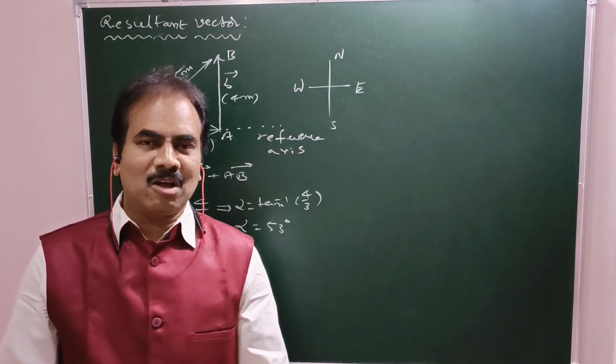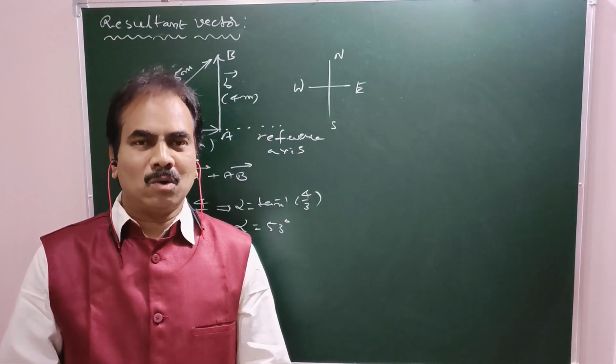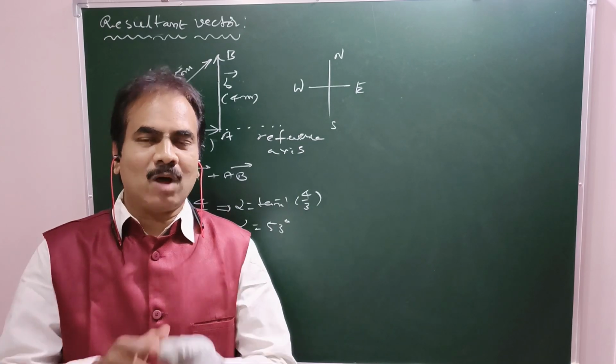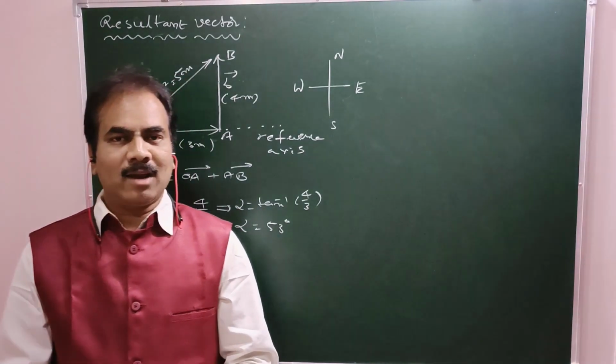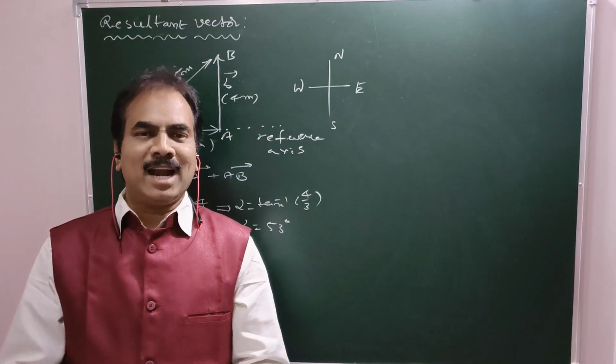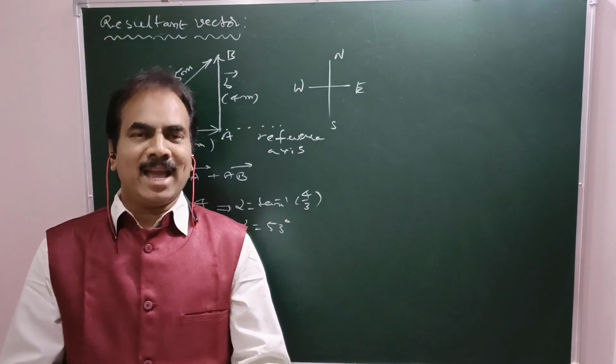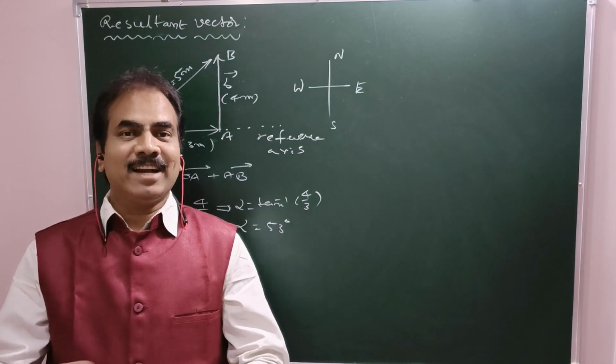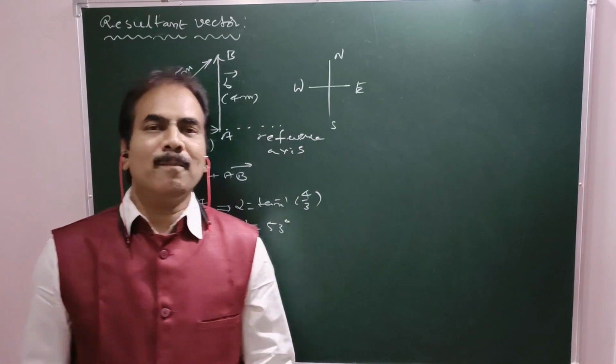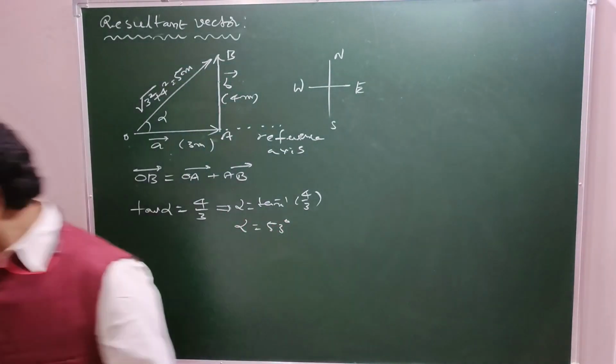So resultant is always a unique vector. It's not 2 or 3 or 4 vectors. It's always a unique vector which replaces all the parent vectors, such that to produce the same effect both in magnitude and direction as the effect produced by individual parent vectors.